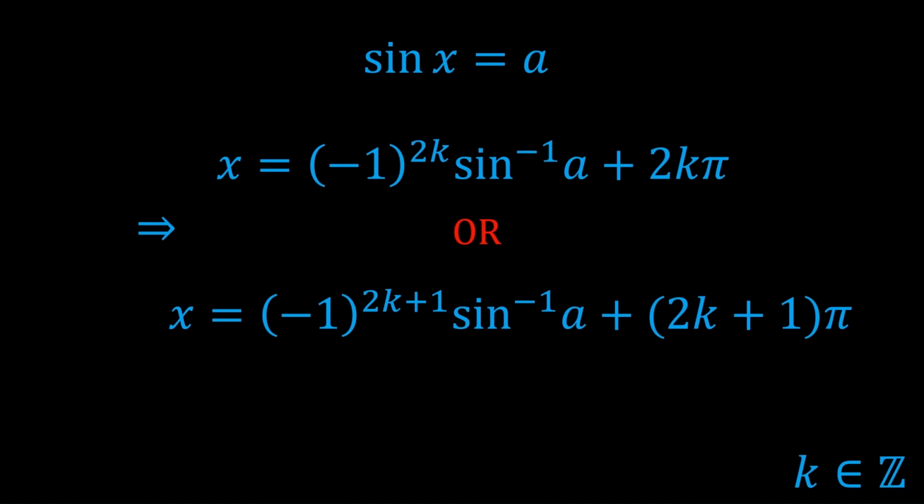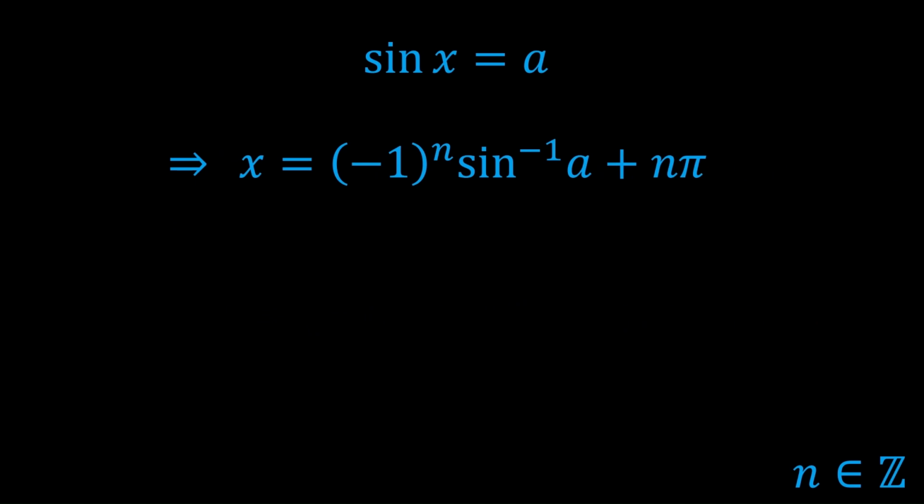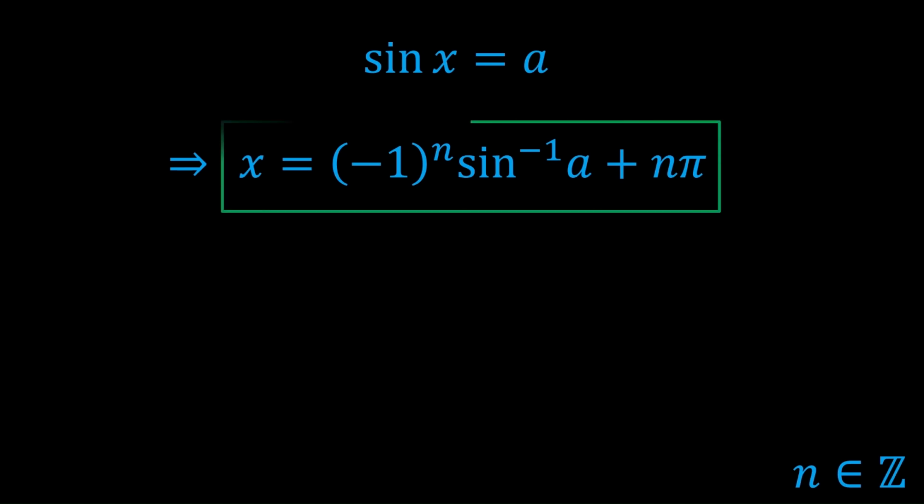This first case works for any integer of the form 2k, that is, an even integer. So we can actually write it like this, where n is an even integer. And we can do a similar thing for the second case. We have two cases for n even and n odd, but notice that the two expressions are identical. So we can write this as one case, but take n as any integer, since any integer is either odd or even. So sine x equals a implies that x is minus 1 to the n times the inverse sine of a, plus n pi, for any integer n.